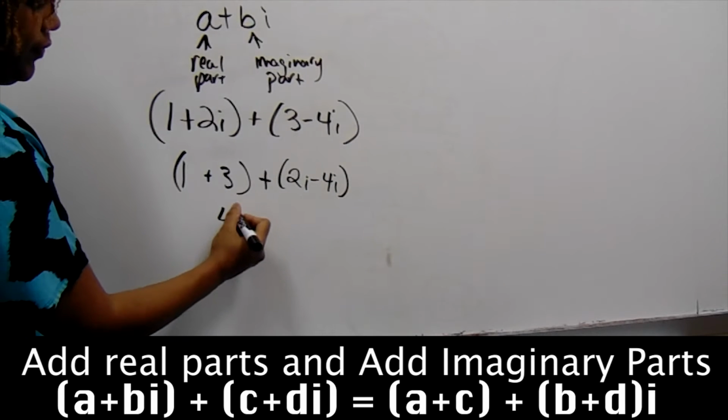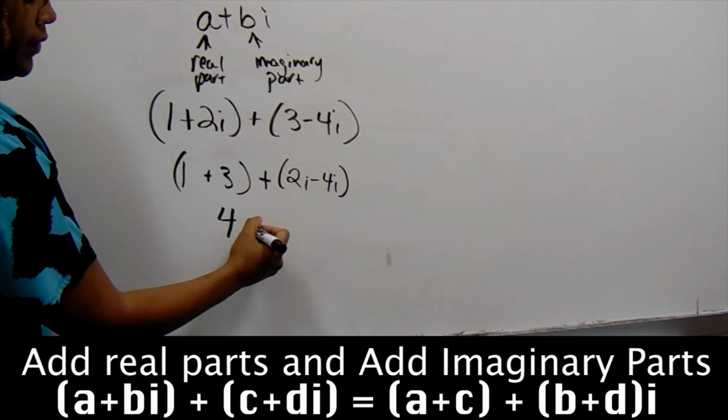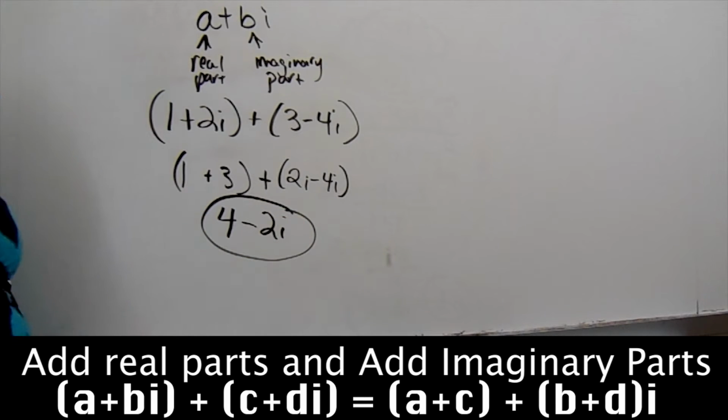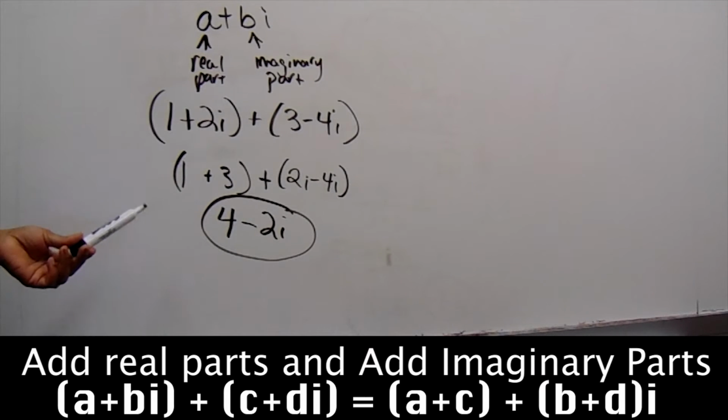So 1 plus 3 is 4. 2i minus 4i is minus 2i. So this will be your final answer, 4 minus 2i. Again, when you add two complex numbers, your result will also be a complex number.